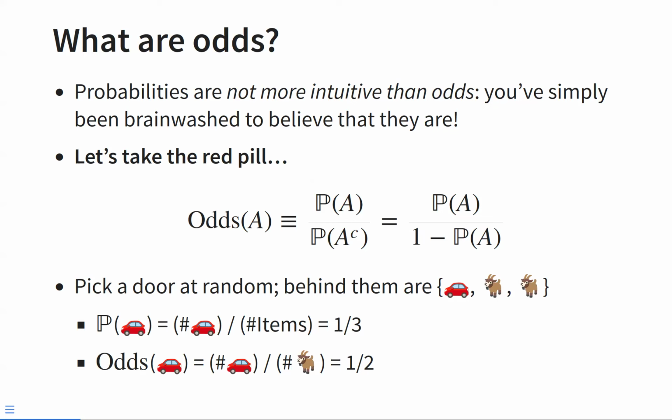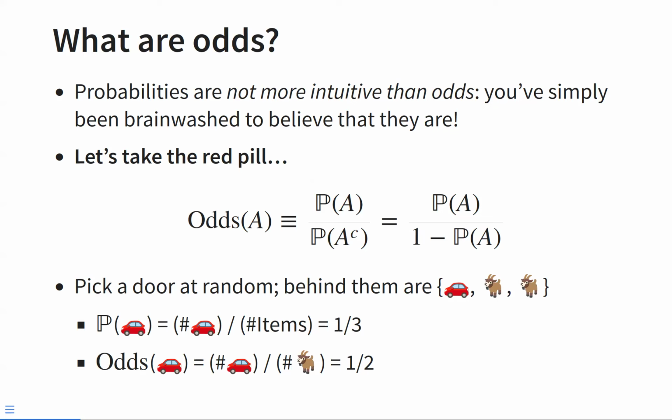And I'd like to make a strong claim. My claim is that you may think that probabilities are more intuitive than odds, but you're wrong. Like me, you were simply brainwashed by your early education to think that. So let's see if we can change our preconceptions today. What are the odds of an event A? Well, as I mentioned before, they are just the probability that A happens divided by the probability that it doesn't.